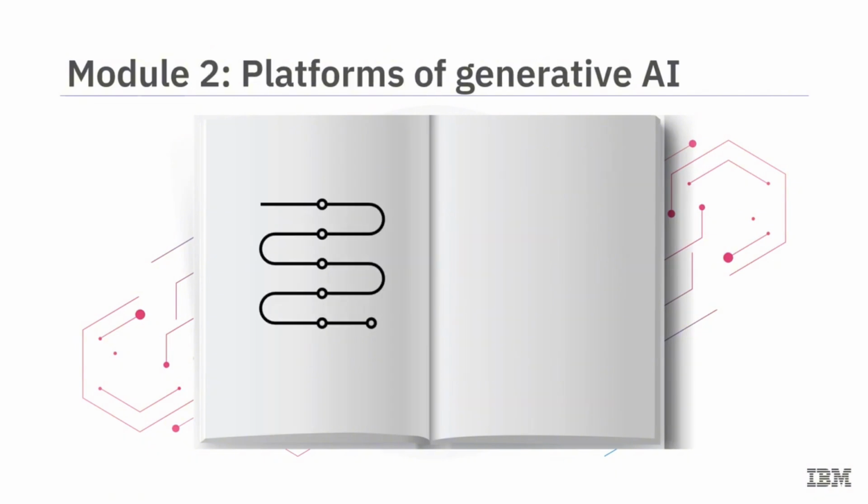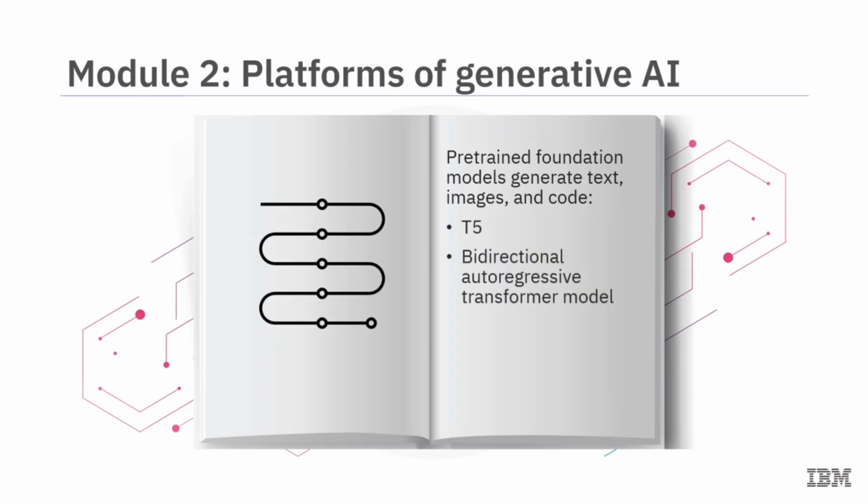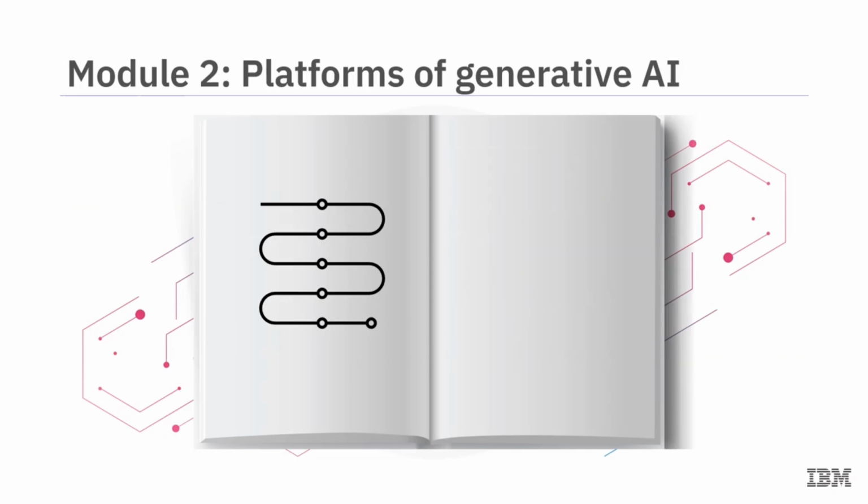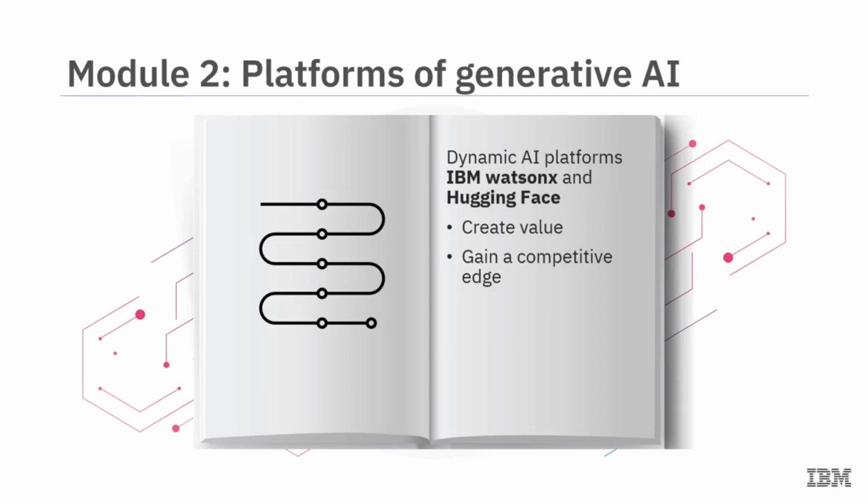In Module 2, you'll learn how pre-trained foundation models generate text, images, and code through examples of T5, the bidirectional autoregressive transformer model, Imagen, and code-to-sequence models. Further, in this module, you'll understand how dynamic AI platforms such as IBM Watsonx and Hugging Face are helping businesses create value and gain a competitive edge.